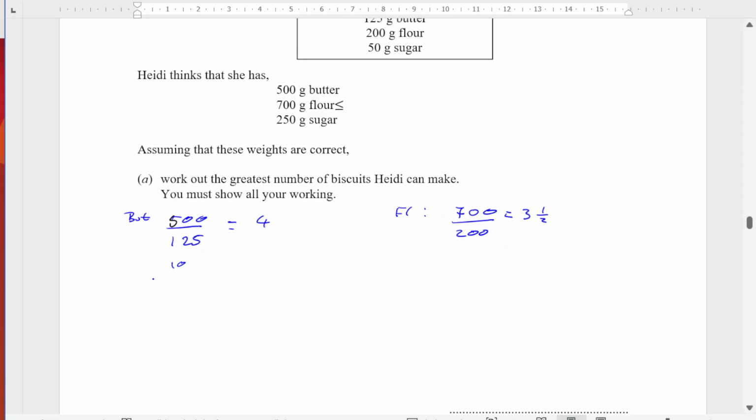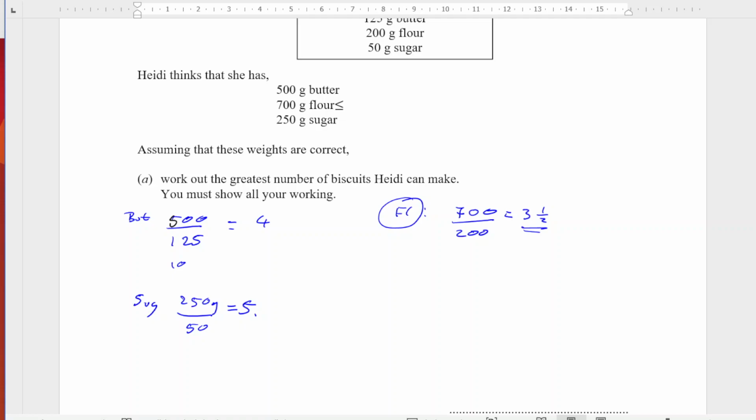If we look at then sugar, she has got 250 grams of sugar, and for each batch she needs 50. So she's got enough sugar for 5 batches. So the limiting value here, the value that we've got to pay attention to, is the amount of flour. She's only got enough flour for 3.5 times the recipe.